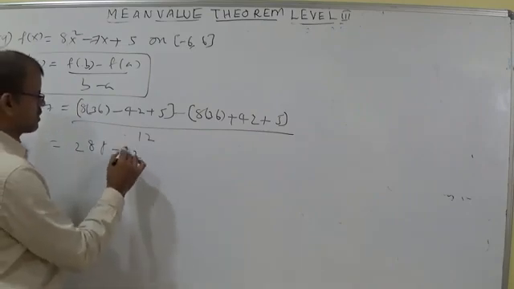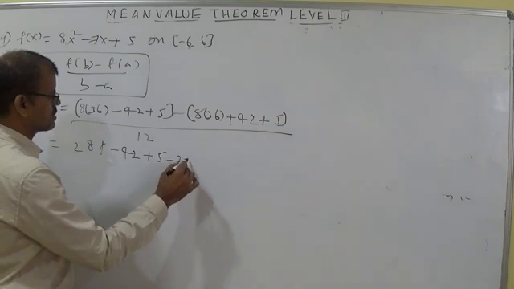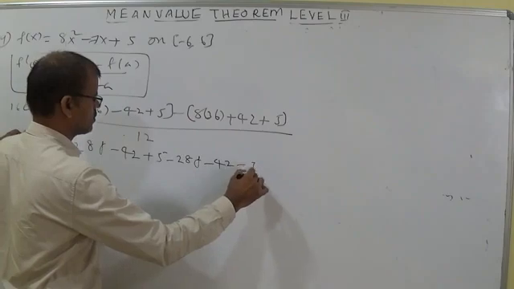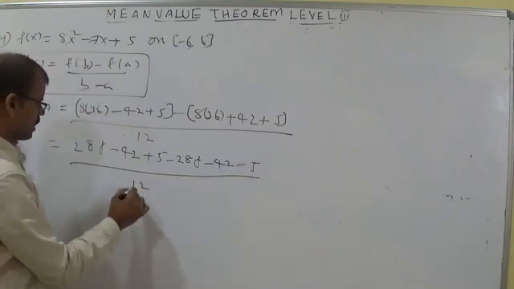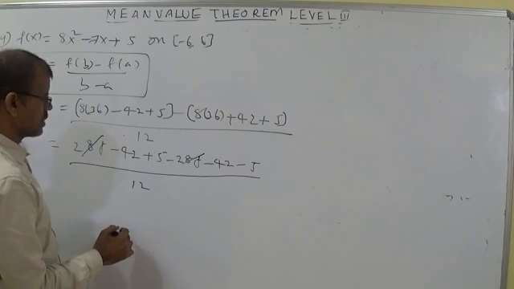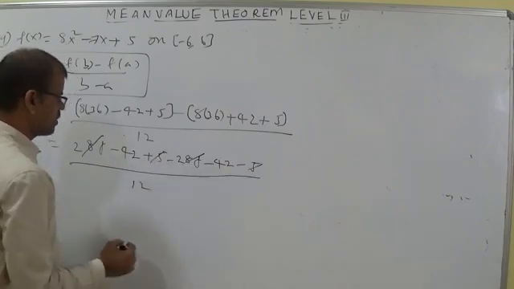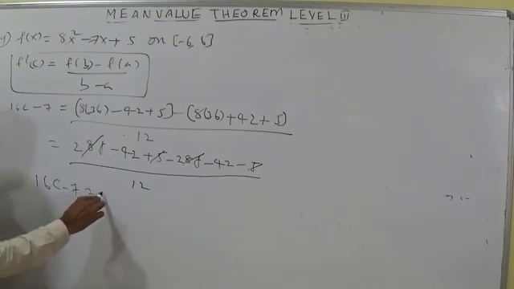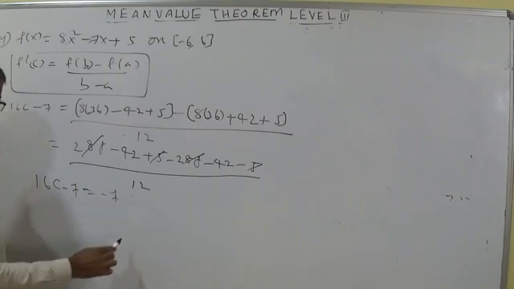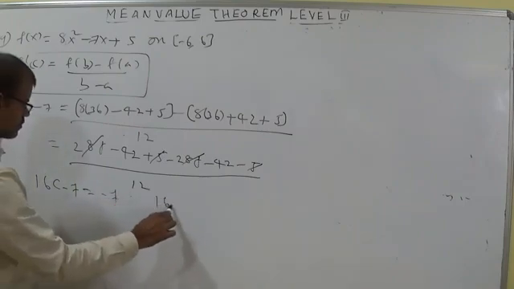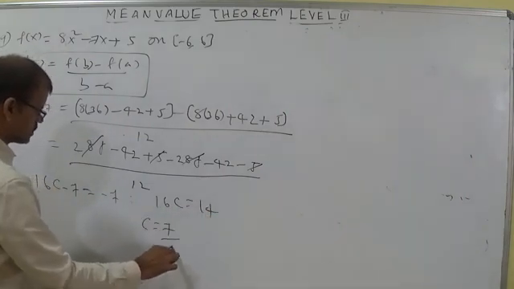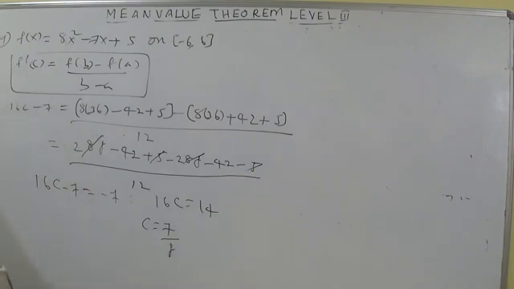288 minus 42 plus 5, minus 288, minus 42, minus 5, whole by 12. 288 gets cancelled, 5 gets cancelled, and minus 42 becomes minus 84. 16c minus 7 is equal to minus 84 by 12, which gives minus 7. Then 16c is equal to 14, so c is equal to 14 by 16, that is 7 by 8, we got.